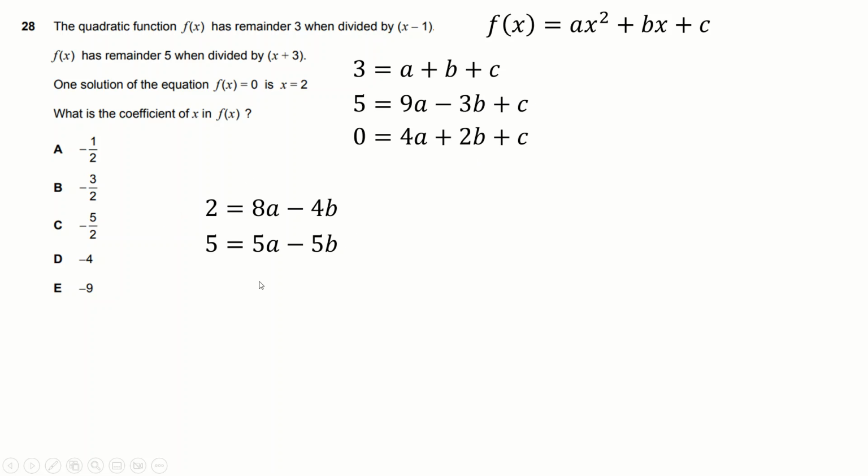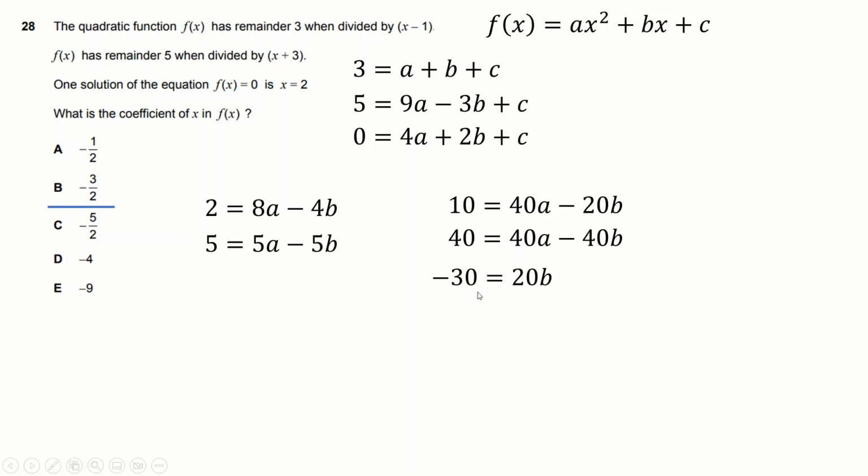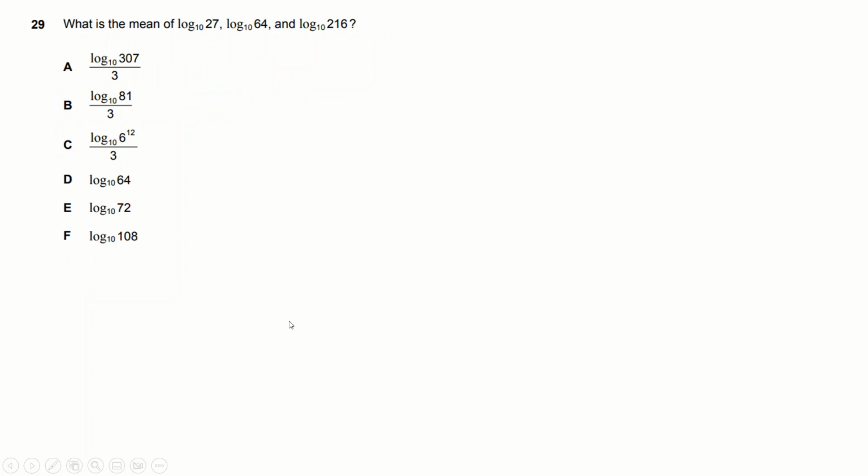And now I'm left with a two-dimensional equation, which I can definitely solve. So I don't even remember what I chose to do here. Okay, so I times this by 5, I guess, and times this one by 8. Take them away, and then divide by 20 to get b is minus 3 over 2. And I was looking for the coefficient of x in f of x, which is b. And so I got it, minus 3 over 2. Good. Question 29. So to work out the mean of three numbers, you add them up and divide by 3.